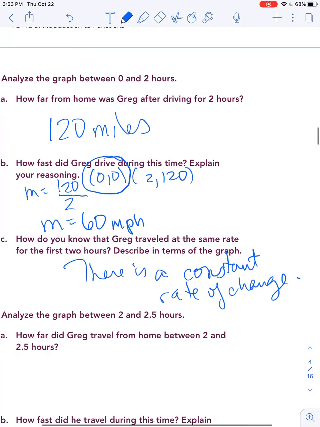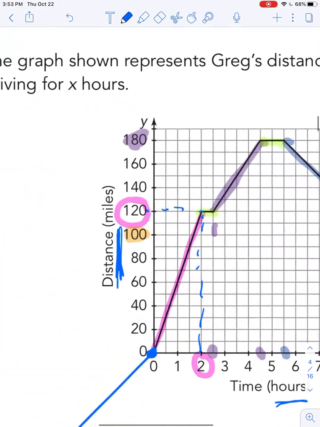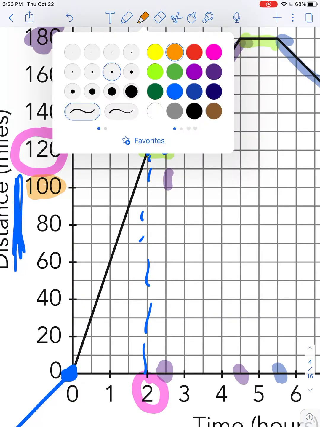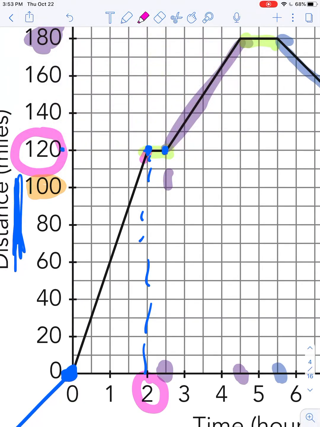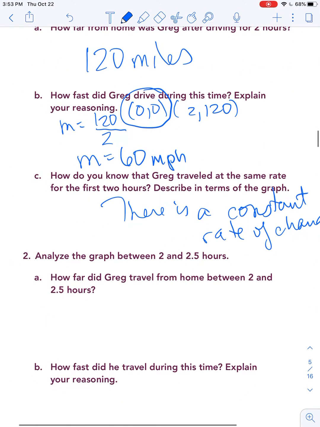Now it's looking for between 2 and 2.5 hours. Okay, so that's what we were talking about. This is 2 and this is 2.5. So how far away was he from home? I didn't mean to undo that. Sorry about that. Okay, he continued to stay at 120 miles from home. So he's still 120 miles from home.